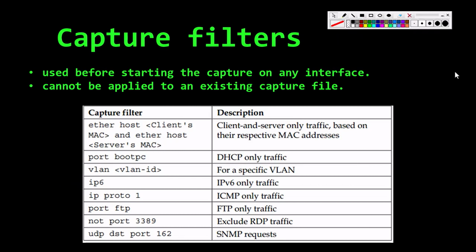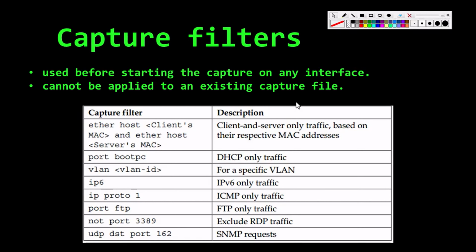There are two types of Wireshark filters, as we said before: the capture filters and the display filters. The capture filters are used before starting the capture on any interface and cannot be applied to an existing capture file, for example when we know exactly what we are looking for. There is nothing better than capture filters, for example when we need to troubleshoot dynamic host configuration protocol or DHCP related issues on a network and are not concerned with any other frames on the network.